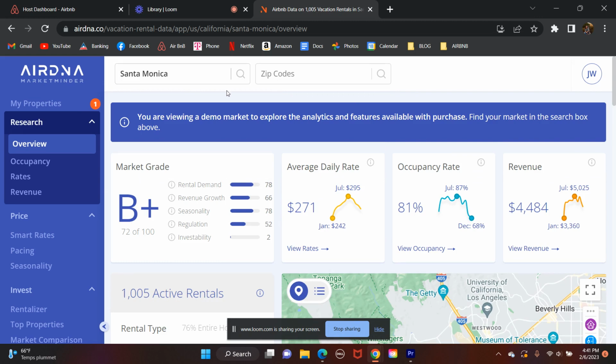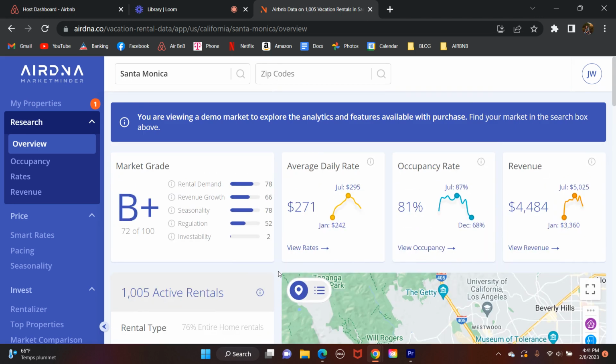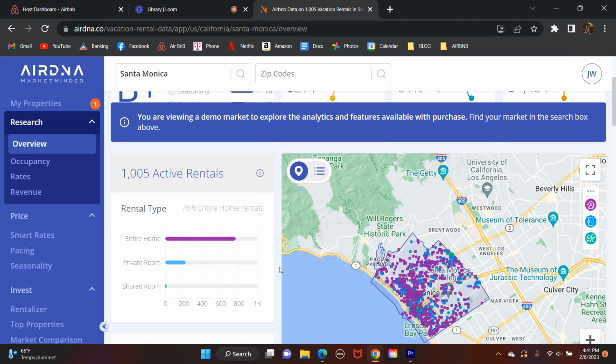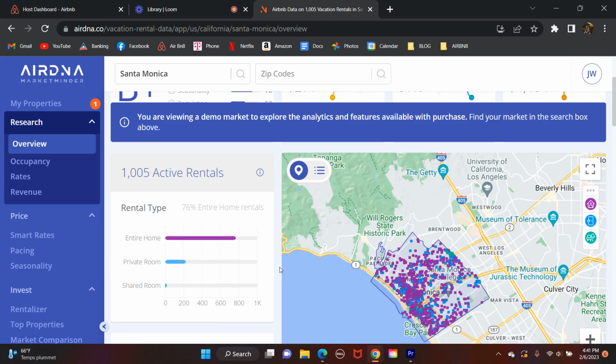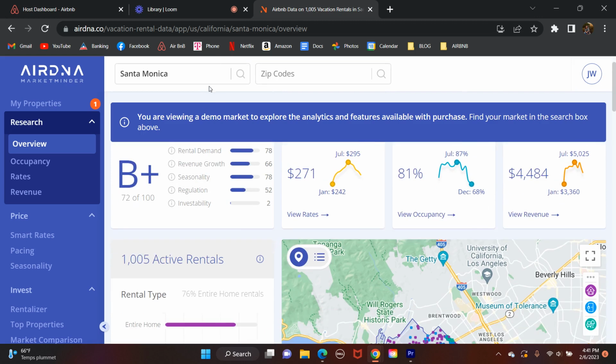Like I said, you can use this to basically figure out if the market that maybe you're interested in purchasing or renting a property is going to be a good market as well. So let's say that we're curious about the area of Santa Monica. Let's say we either live in Santa Monica, or maybe we're just curious in having a property there because we know they do so well on Airbnb. So first, we're going to type in the city. You can put in a specific zip code if you want to, but I usually just put in the city.